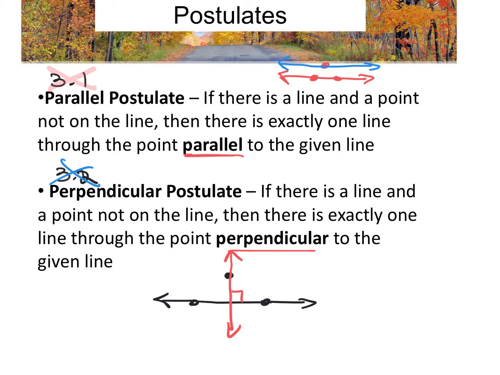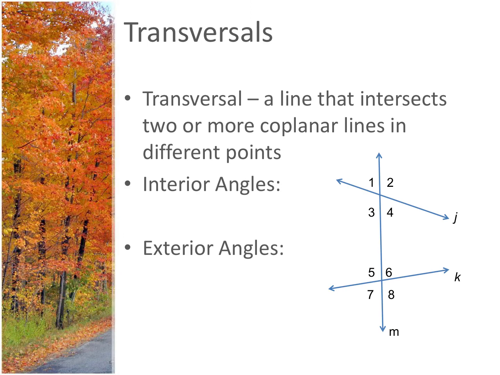So remember, the symbol for perpendicular, and we've seen it before, we saw it on the test, is the upside down T. So parallel are 2 straight lines. Perpendicular looks like the upside down T. Next, we're going to talk about a transversal.